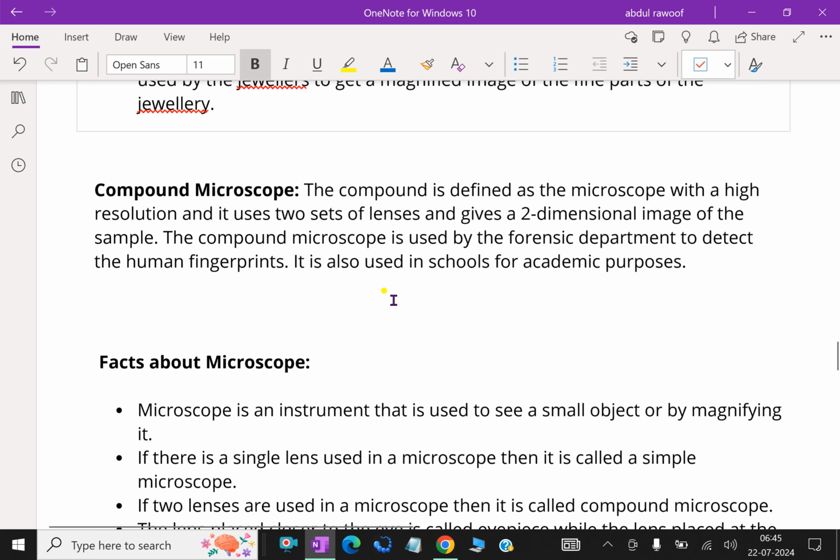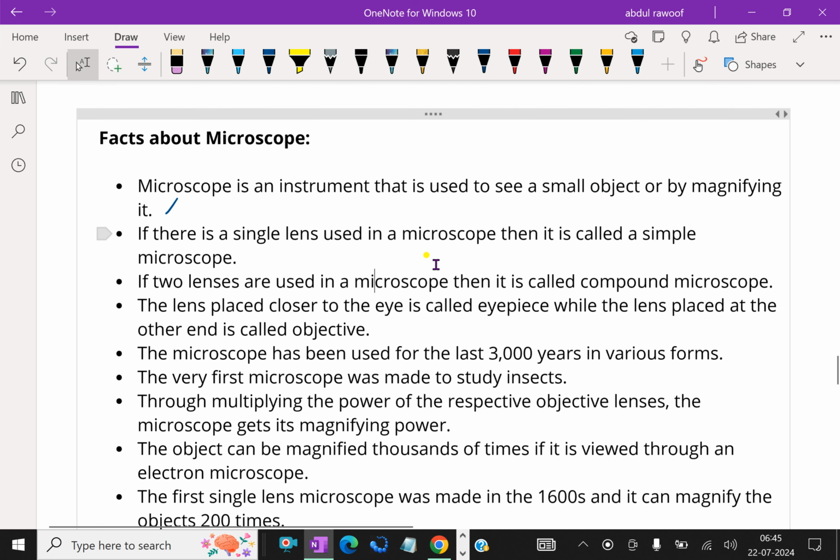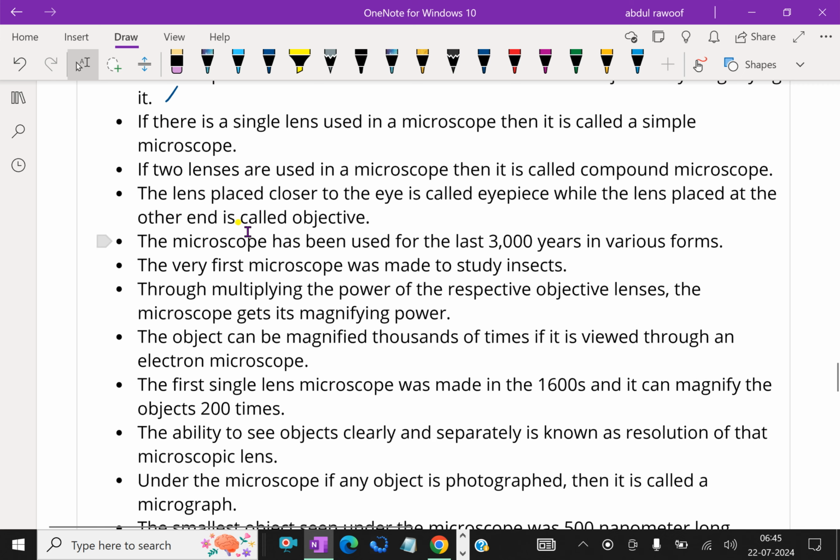Now, amazing facts about the microscope. Microscope is a very interesting instrument, very useful instrument also. Microscope is an instrument that is used to see objects by magnifying them. If a single lens is used, it's called a simple microscope. If it uses two or more lenses, it's called a compound microscope. The lens placed closer to the eye is called the eyepiece, and the lens placed at the other end is called the objective piece.